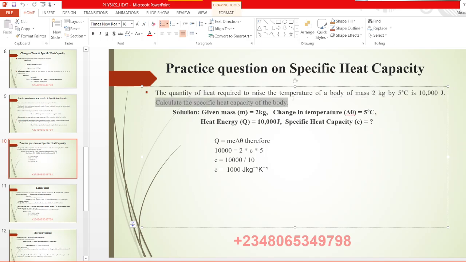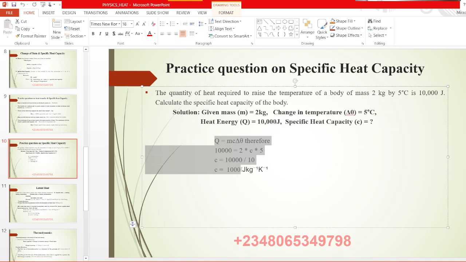So the heat energy applied is 10,000 joules on a mass of 2 kg, and the change in temperature is 5 degrees Celsius. So the solution is: given the mass of 2 kg, change in temperature 5 degrees Celsius, the heat energy is 10,000 joules. Calculate the specific capacity. Recall that heat energy Q equals mass times specific capacity multiplied by change in temperature. So if we now manipulate it mathematically by assigning the variables, 10,000 equals 2, which is the mass, multiplied by the specific capacity that we are looking for, multiplied by the change in temperature 5, we will get 1,000.